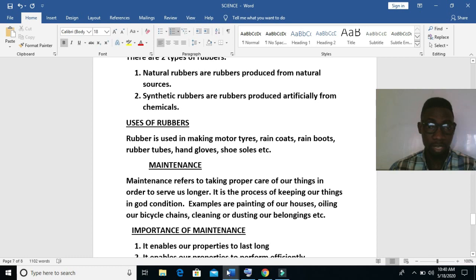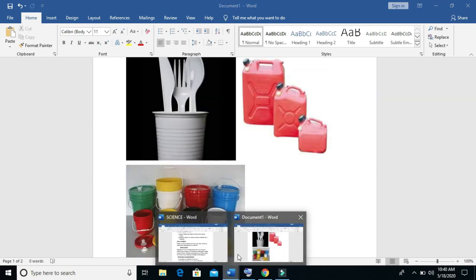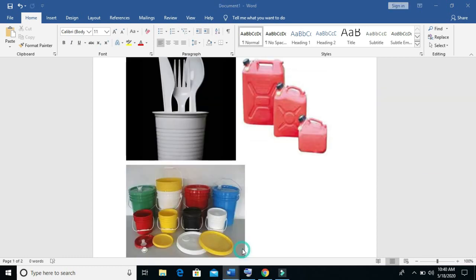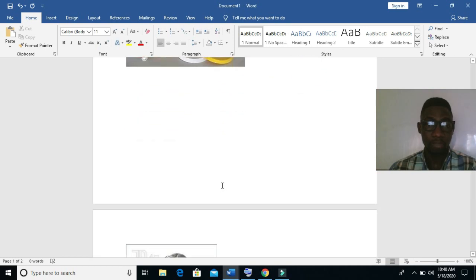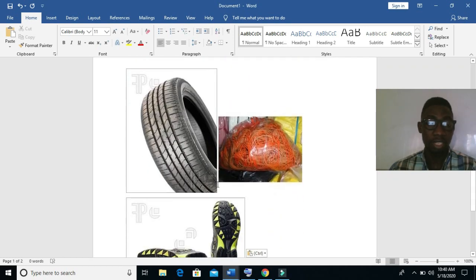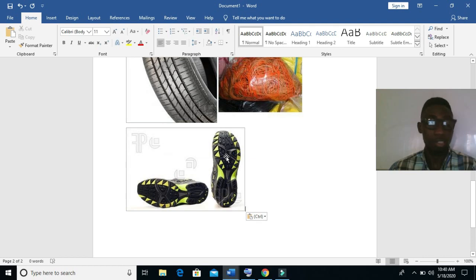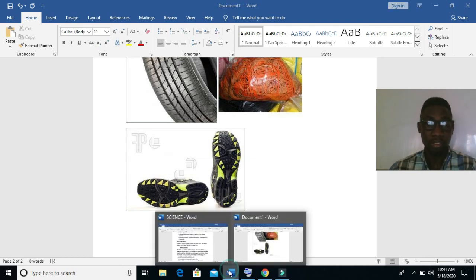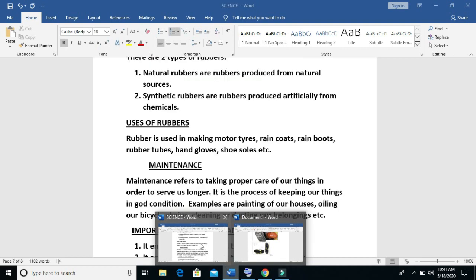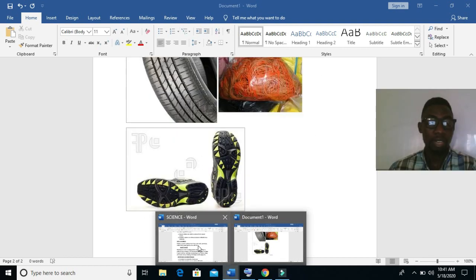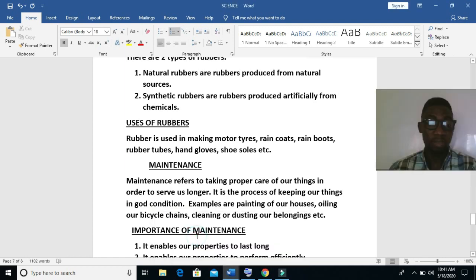So let's quickly take a look at pictures or images of things that we can make from rubber. Alright, you can see this is a tire, a car tire. It's made of rubber. You can see this is a rubber band that you see around. It's made from rubber. There is a sole of a shoe. It's made from rubber. So many other things like that you can find around us made from rubbers. Alright, that will be all for the 5 basic materials.